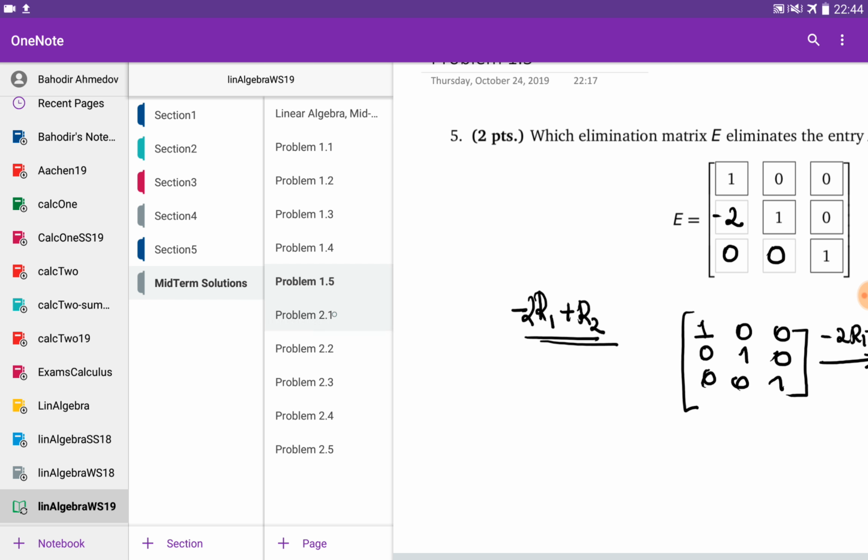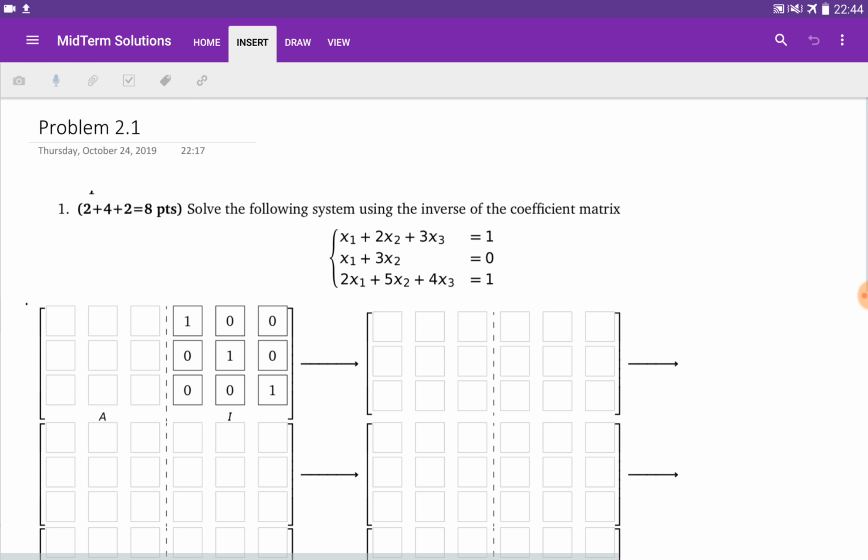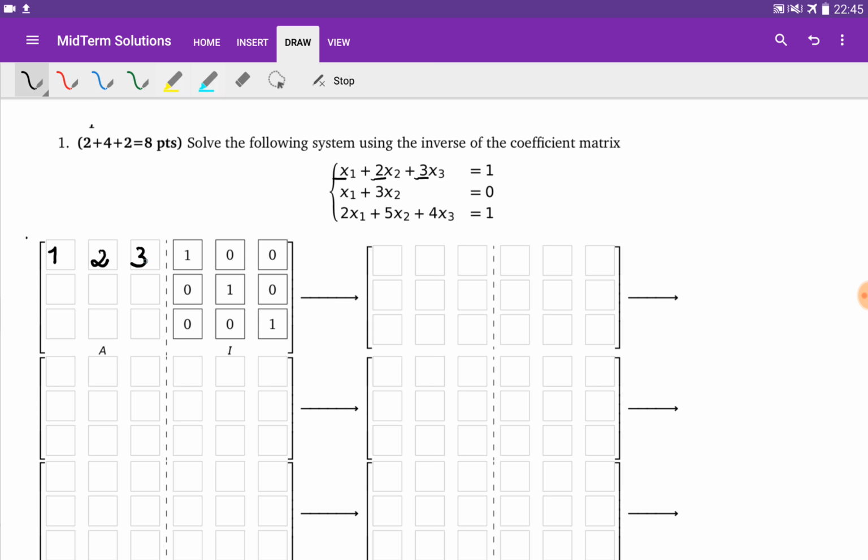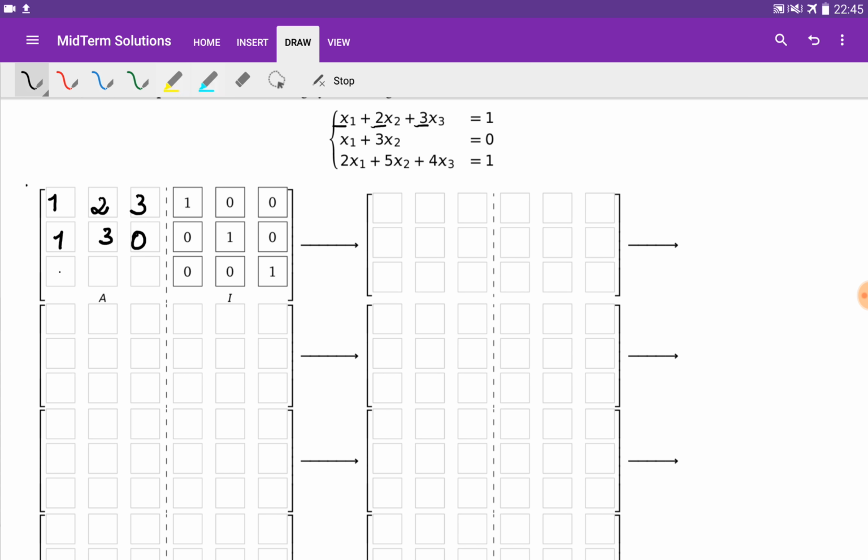The second part of the second problem is about finding the inverse of the matrix. First of all, we need to write down the coefficient matrix for this system of linear equations, which is just the coefficients before x1, x2, and x3. In the first equation they are 1, 2, 3. In the second equation, they are 1, 3, 0. In the third equation, they are 2, 5, and 4.